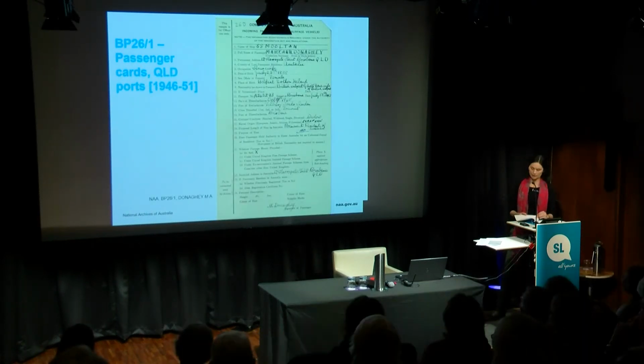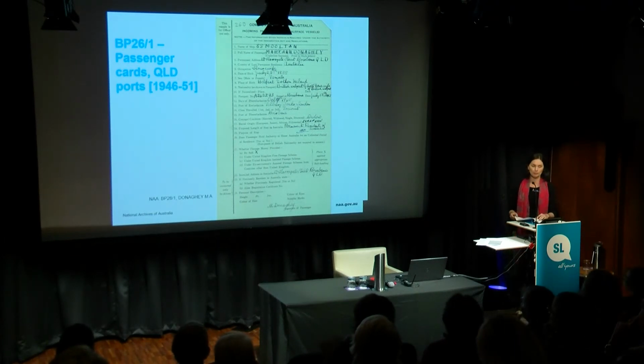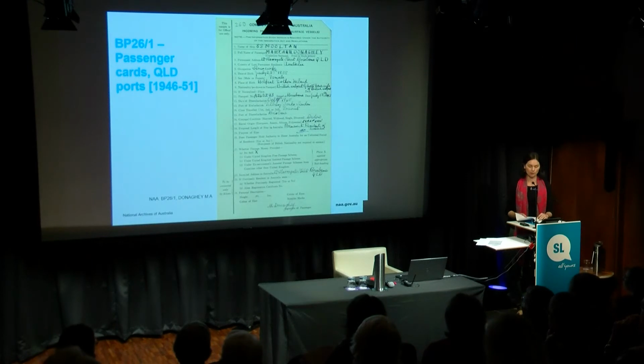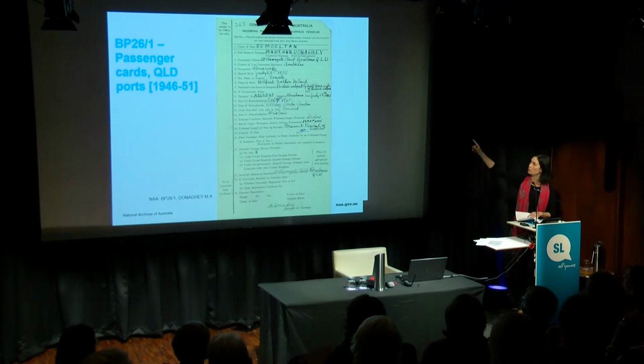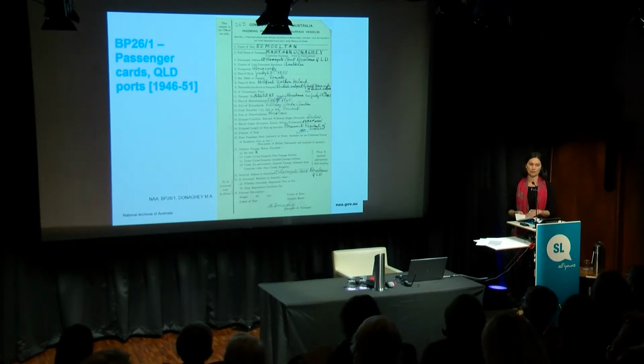Okay, BP 26/1, that series are passenger arrival cards for Queensland ports, same date range again, 1946 to 51. These were all created by the Department of Immigration. All these records are listed on the database at item level, so all you would have to do is search for that person's name and these records will come up. So they are all on the database. You can do a name search and you will find them. You don't have to remember the series numbers or anything like that for these.